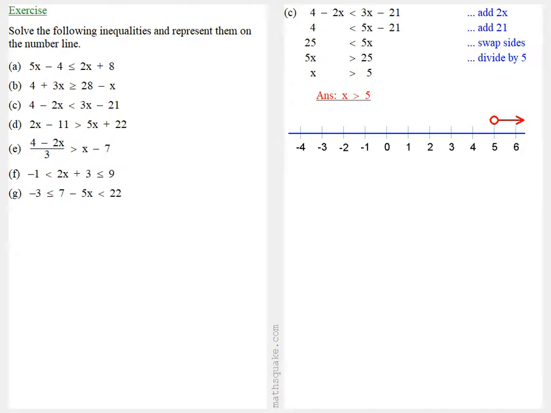So, on the number line, we draw a circle above the 5. It's not filled in because x cannot take the value 5. It can only take the numbers greater than 5, so we draw an arrow to the right of the circle.